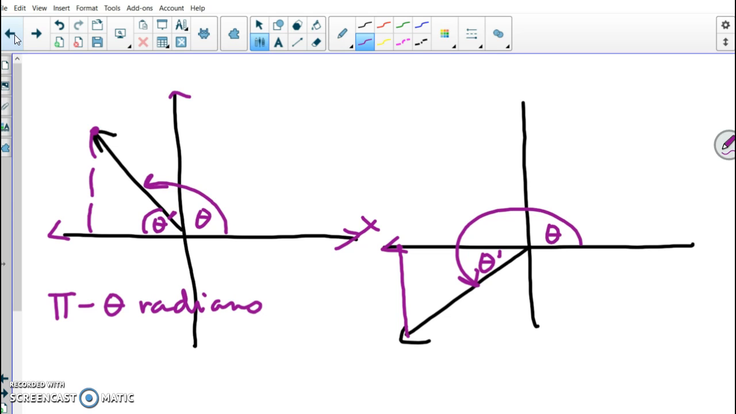Back to the other page. For the second case in quadrant 3, again we have theta minus pi radians, and for degrees we have theta minus 180 degrees. And those are the values of our reference angles.